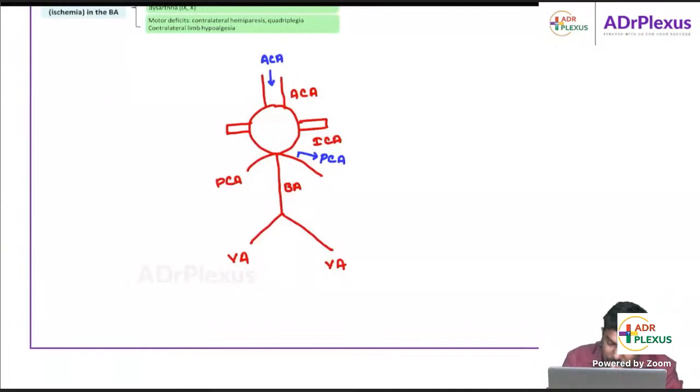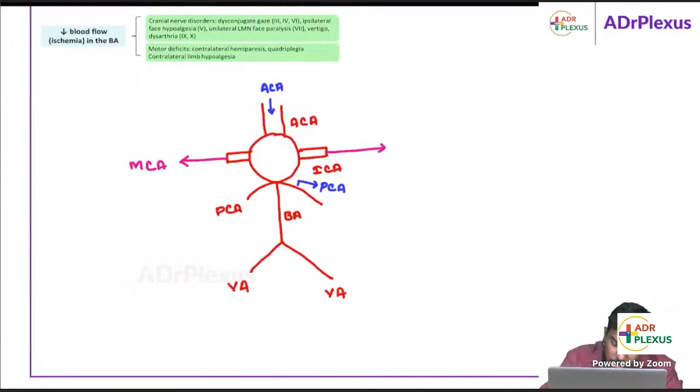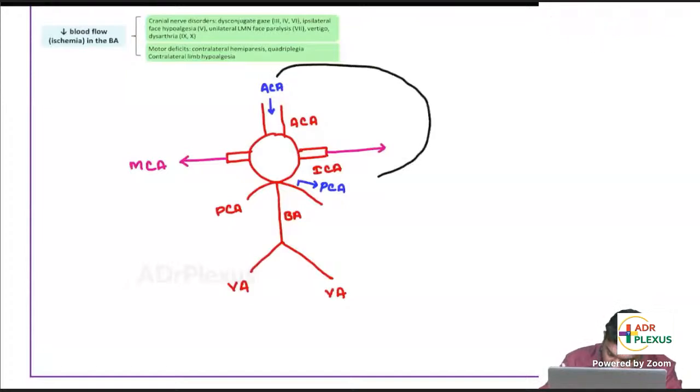From the internal carotid artery, one artery goes away, which is your MCA. If I superimpose the brain on this, how is the brain going to get superimposed here? The brain is going to get superimposed like this. So we have two hemispheres. I'm going to put two hemispheres here, and this is going to form the brainstem.